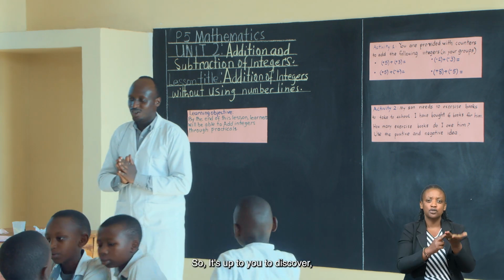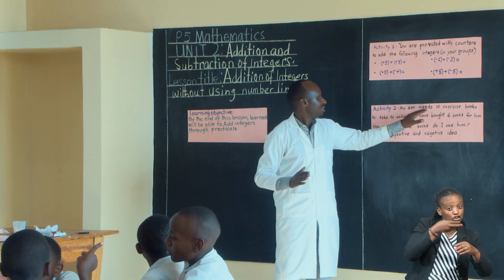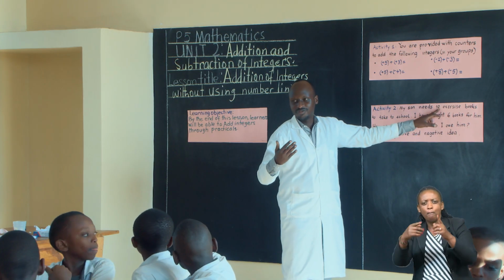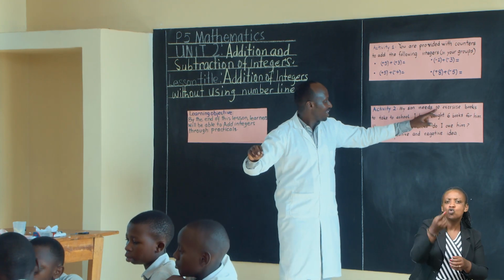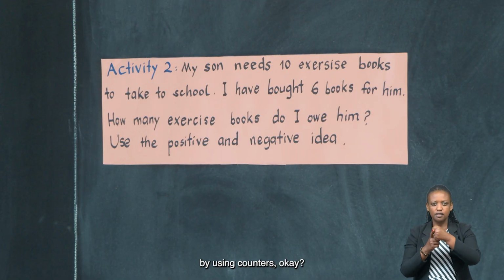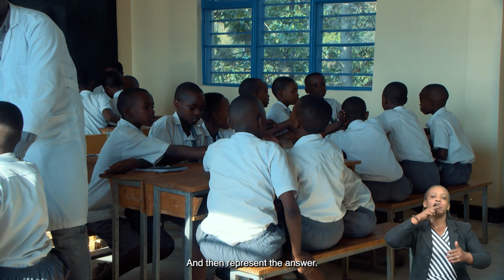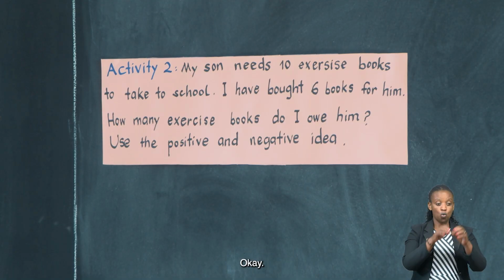Okay? So it's up to you to discover, is 10 negative or positive? Then you represent 10 with the counters you have. And then you also represent 6 by using counters. Okay? And then you present the answer. Are we finished? Yes. Okay.